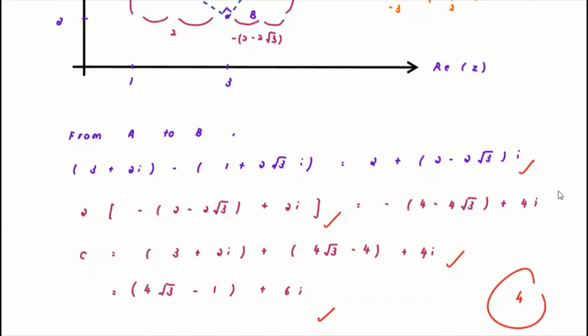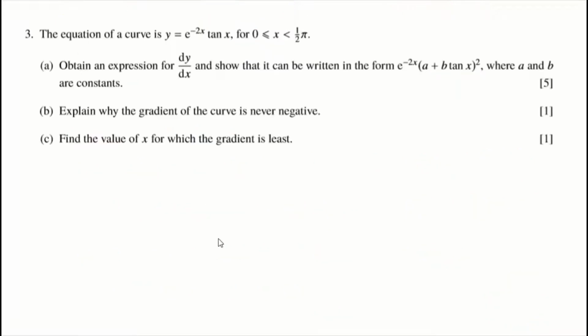Okay, now let's move on to number 3. Alright, question 3. The equation of the curve is y equals e to the power of negative 2x tangent x for x in the range of 0 to 1 over 2 pi. The question wants us to find dy/dx, the derivative, and show that it can be written in this form. So now let's try to do our differentiation first.